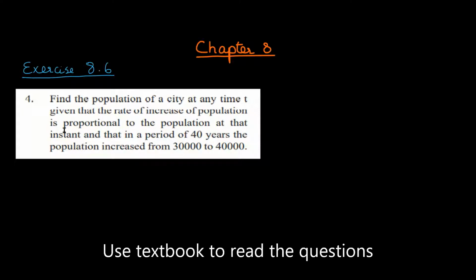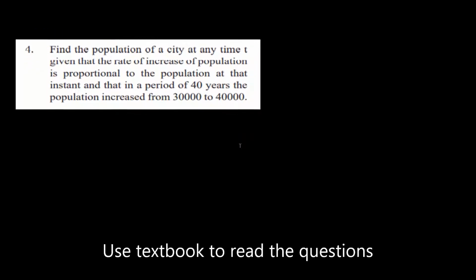of population is proportional to the population at that instant, and that in a period of 40 years, the population increased from 30,000 to 40,000. Let us write this in the mathematical form first. So, let x be the population of the city in time t.